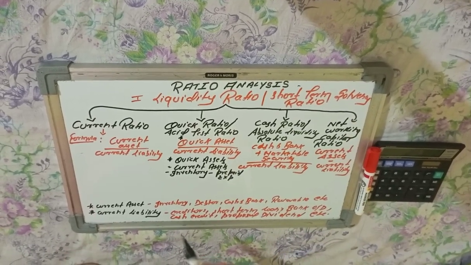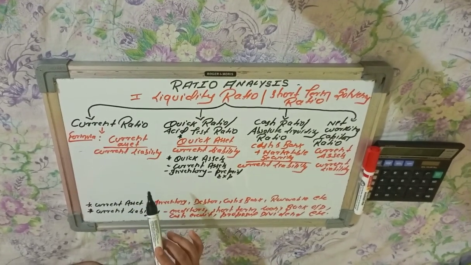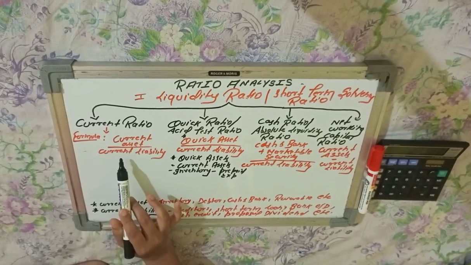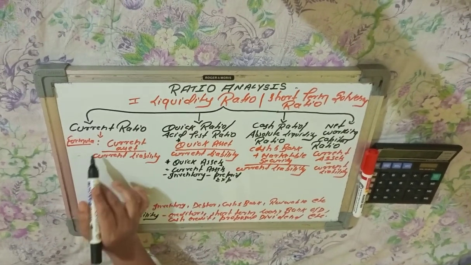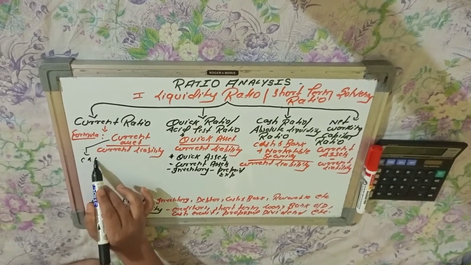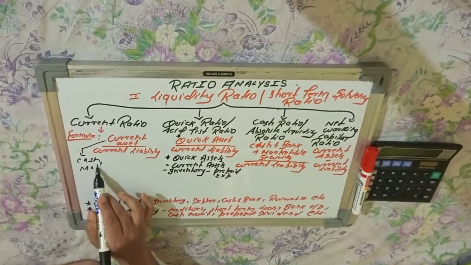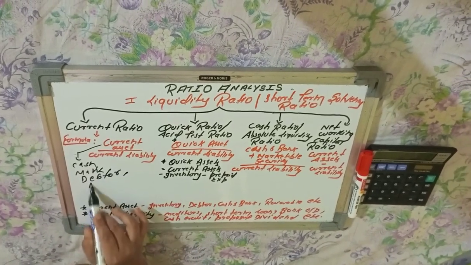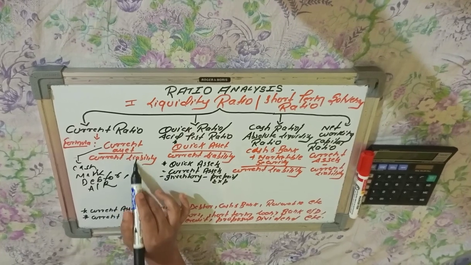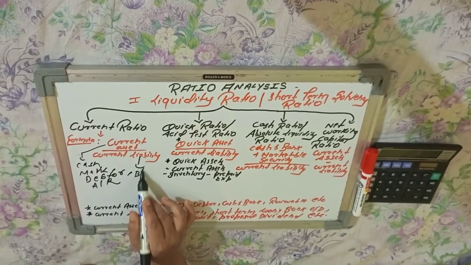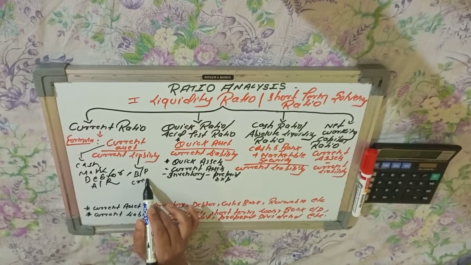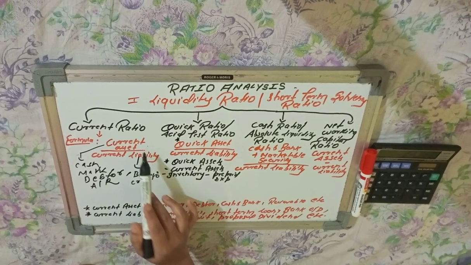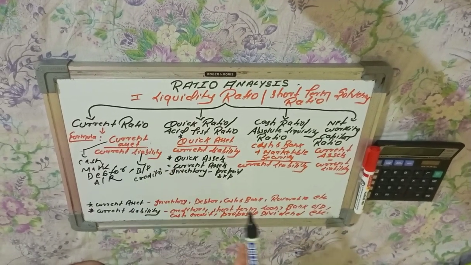The first being the current ratio. So the current ratio formula is current assets divided by current liability. In the current assets, you have cash, you have marketable securities, you have debtors, you have accounts receivable, and in the current liability, you have bills payable, creditors. So the liabilities which you pay within 12 months, the time period here being 12 months.